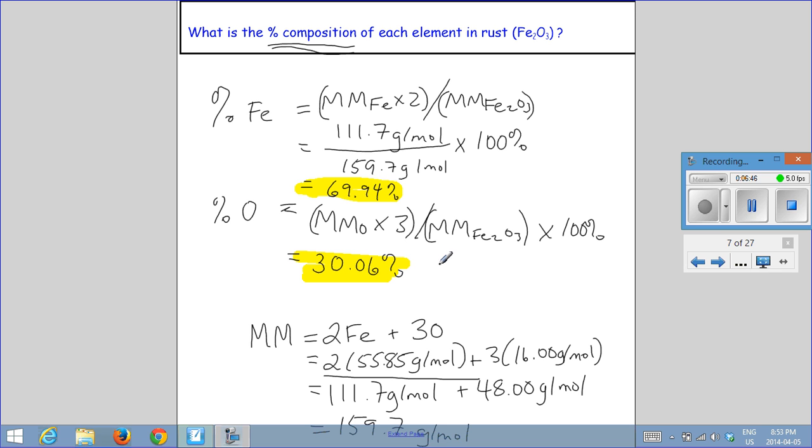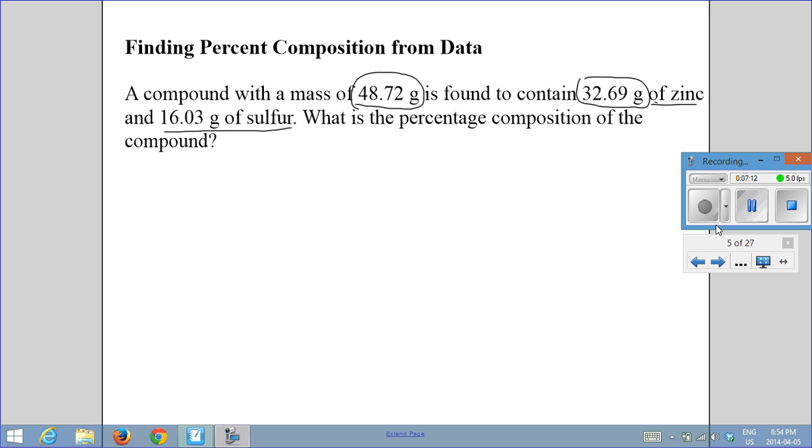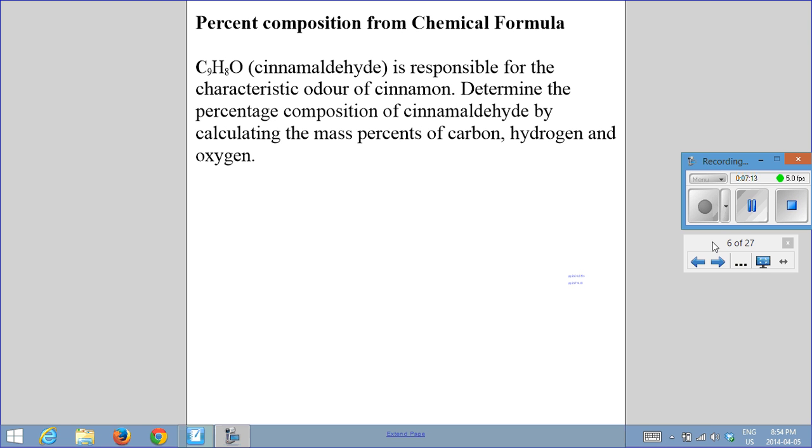So we learned the law of definite proportions, which says that, for example, rust, Fe2O3, will always exist as 69.94% iron and 30.06% oxygen by mass. It doesn't matter what size of sample you have. Those are the proportions that will always exist for Fe2O3. We learned that we can find percent composition from data, like in this first example where we had data, or, in this example where we had no data, by using the molar masses. So there are 2 ways. That's it.